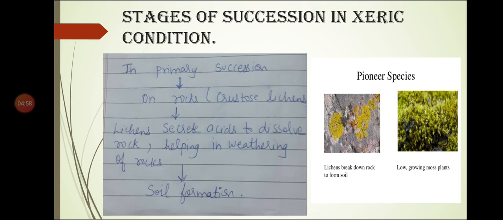And when the rocks are broken down into small particles, it leads to the formation of soil. Is it clear? I repeat it once. In primary succession, it begins on rocks. Crustose lichens are present on the rocks; there is nothing else on the rocks, only lichens. These lichens secrete acids, and because of those acids the rocks dissolve. This process is known as weathering of rocks. When the rocks are broken down, it leads to the formation of soil.